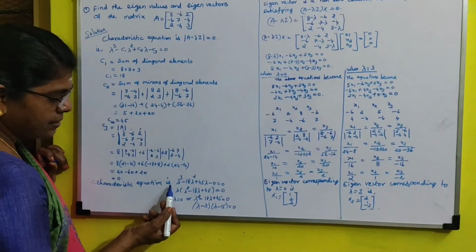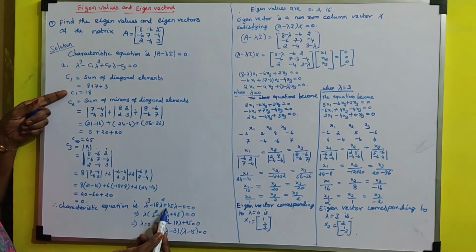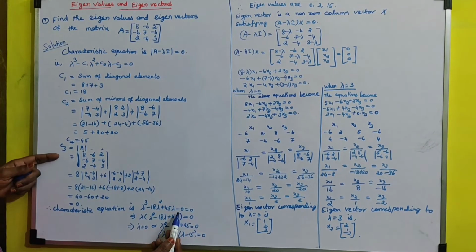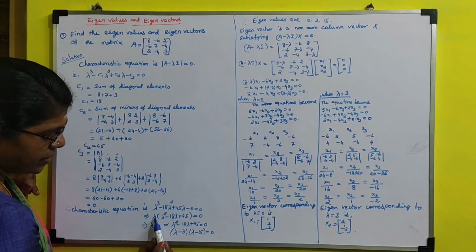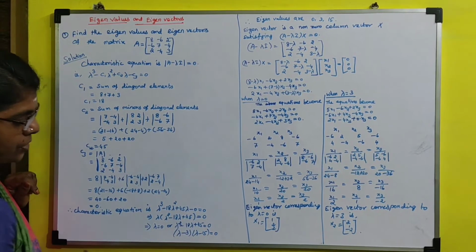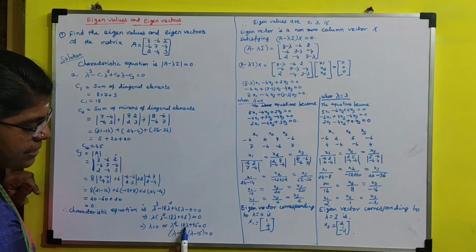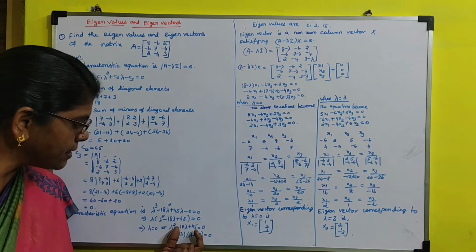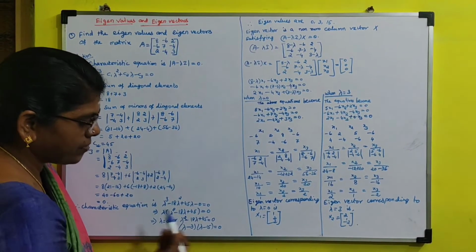The characteristic equation is now lambda cube minus 18 lambda square plus 45 lambda minus 0 equal to 0. Taking lambda outside, we get lambda into (lambda square minus 18 lambda plus 45) equal to 0. From this, lambda equal to 0 or lambda square minus 18 lambda plus 45 is equal to 0. Factorizing this equation, we will have (lambda minus 3) into (lambda minus 15) equal to 0.